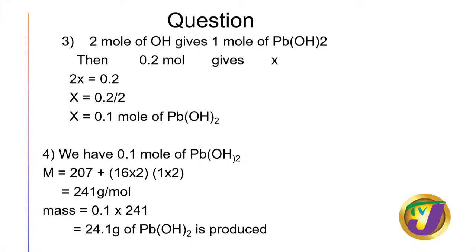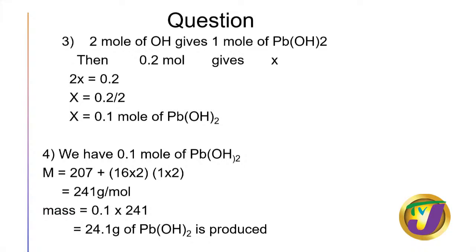All right, so the molar mass is 207, which is from the lead, plus 16 times 2, because you have 2 oxygen in hydroxide. Right, so look, Pb(OH)2, so there's 1 Pb, there's 2 O and there's 2 H. So 207 plus 16 times 2 plus 1 times 2. All right, I left off the plus there, so it should be plus. So you will end up with 241 grams per mole. That is your molar mass. So simply now, drop it into your equation. 0.1 times 241, and the mass you're going to get of lead hydroxide produced is 24.1 grams.